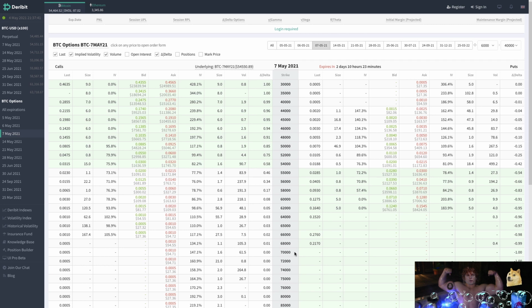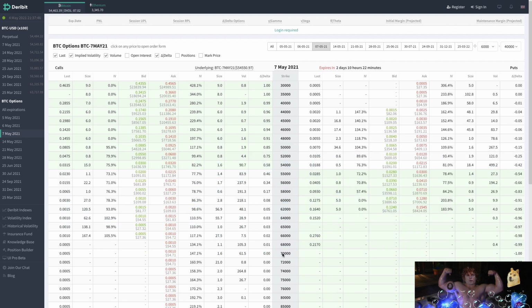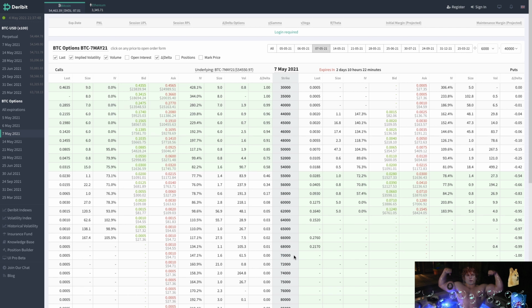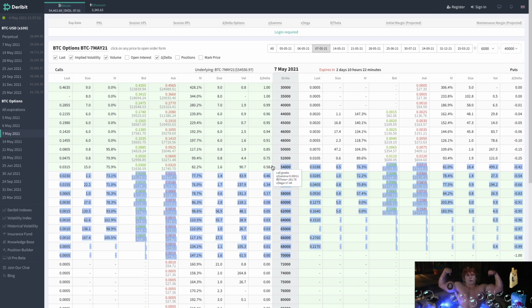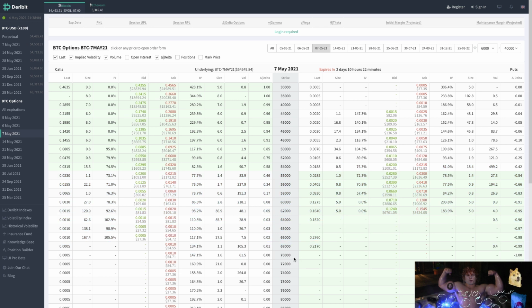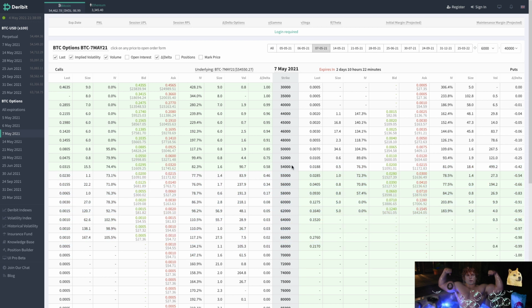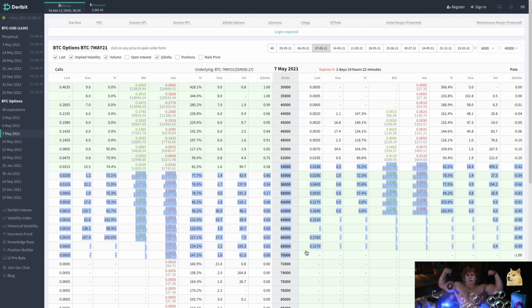And remember, there still is some extrinsic value in this option. This $70,000 put should in theory cost you at least $16,000 because the intrinsic value is 16 and the extrinsic value is some number above 0. So you are going to pay 16,000 plus some positive X for this option.